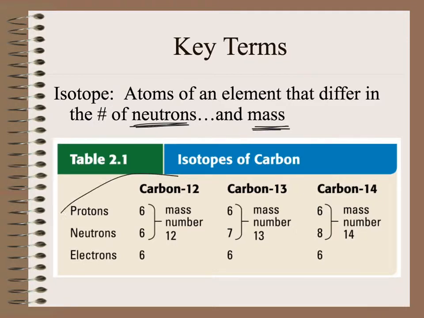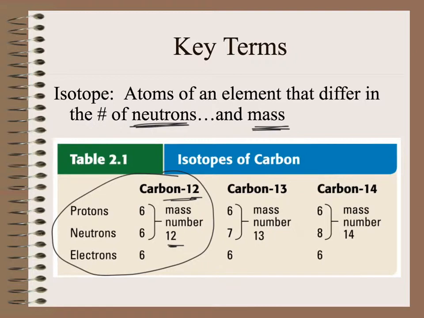So here's our calculation for what we figured out. This carbon-12 is what we see in the periodic table. So the mass number is 12. That's where that 12 comes in, and we figured it out on the page before. So our protons are 6, neutrons are 6, electrons are 6.